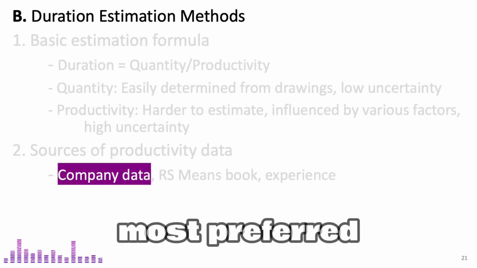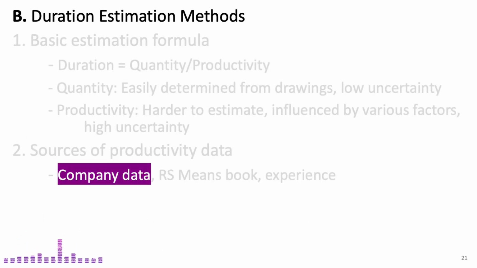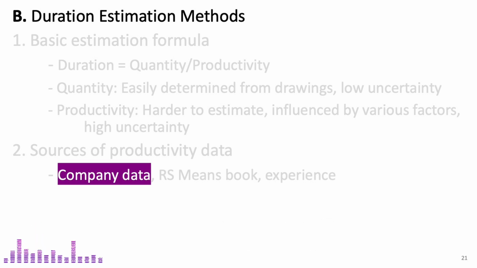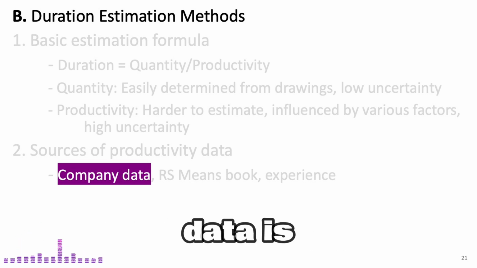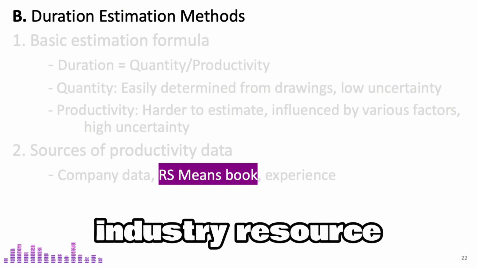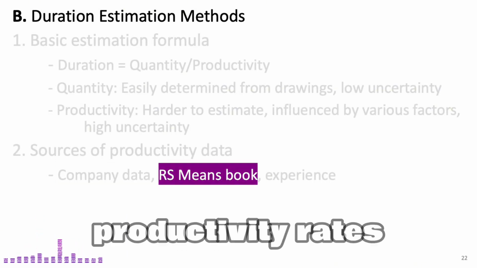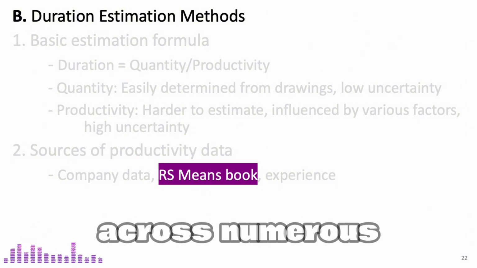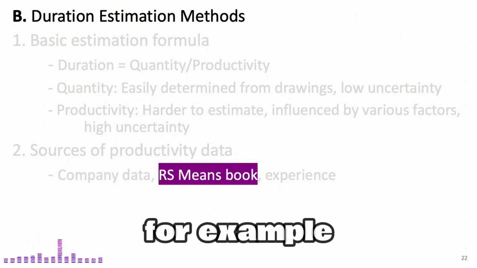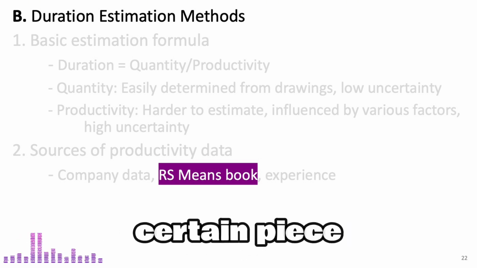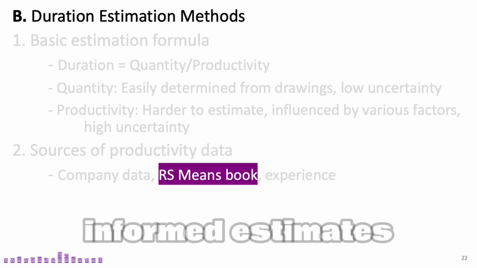Company data is the most preferred source for estimating duration. The production rates from previous projects provide accurate estimates based on the company's past performance. When company data is unavailable, the RS Means book is a widely recognized industry resource that can be used. It offers productivity rates for a wide range of construction tasks, compiled from data collected across numerous projects. For example, it might specify how many cubic yards of earth can be excavated per hour using a certain piece of equipment. This helps make more informed estimates.